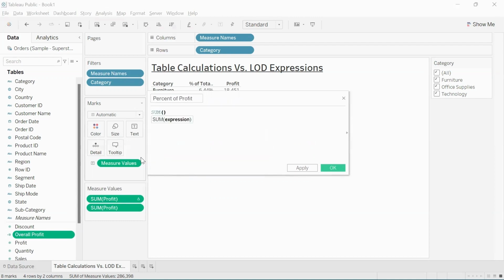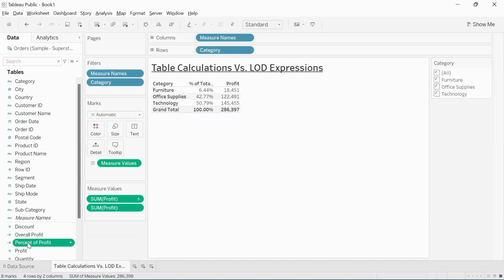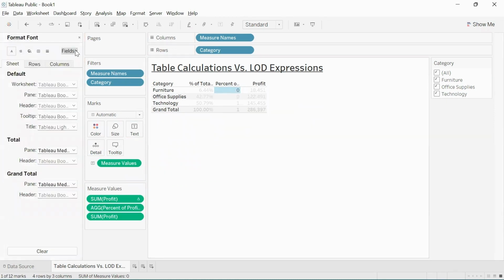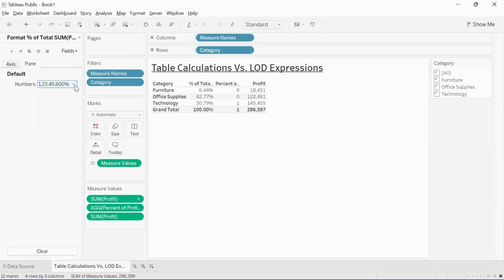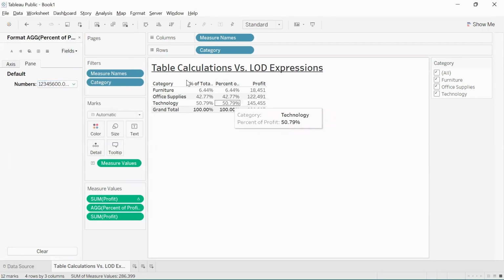That will be the sum of profit of the members in the chart, meaning the sum of profit from each category, divided by the overall profit that we obtained through the LOD expression. Now I'm going to take this into the canvas, into the graph, and I'll format it and show it as a percentage. So this is percent of profit, shown as a percentage value. And you can see both are the same. The table calculation result and the LOD expression result are both one and the same.